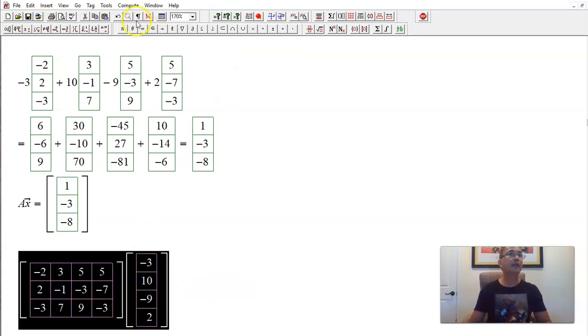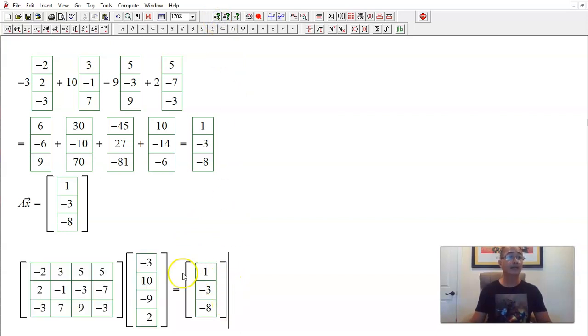So, of course, we have a computational algorithm built into Maple. All I have to do is press the equal sign over here, and it understands that it's supposed to perform the matrix product. So we confirm that we did not make any silly arithmetic mistakes in our computation.